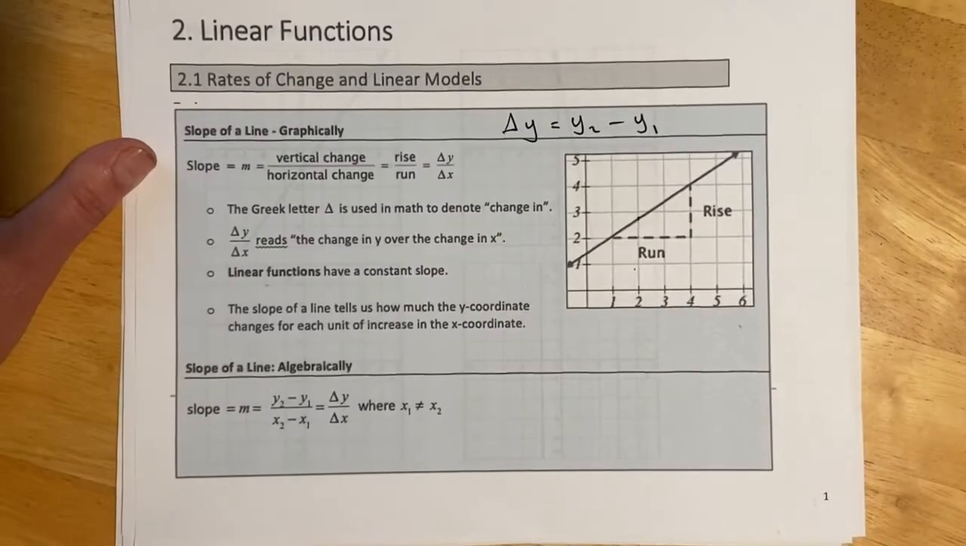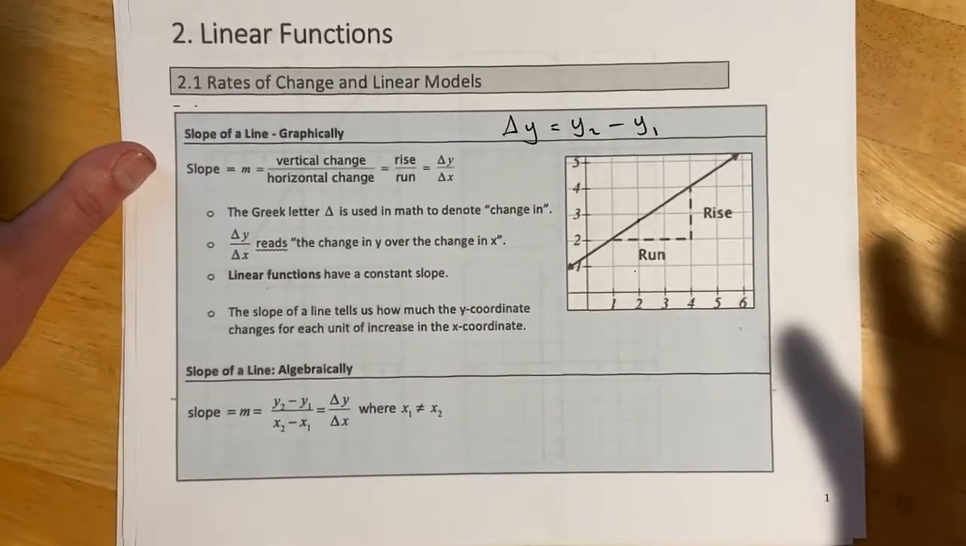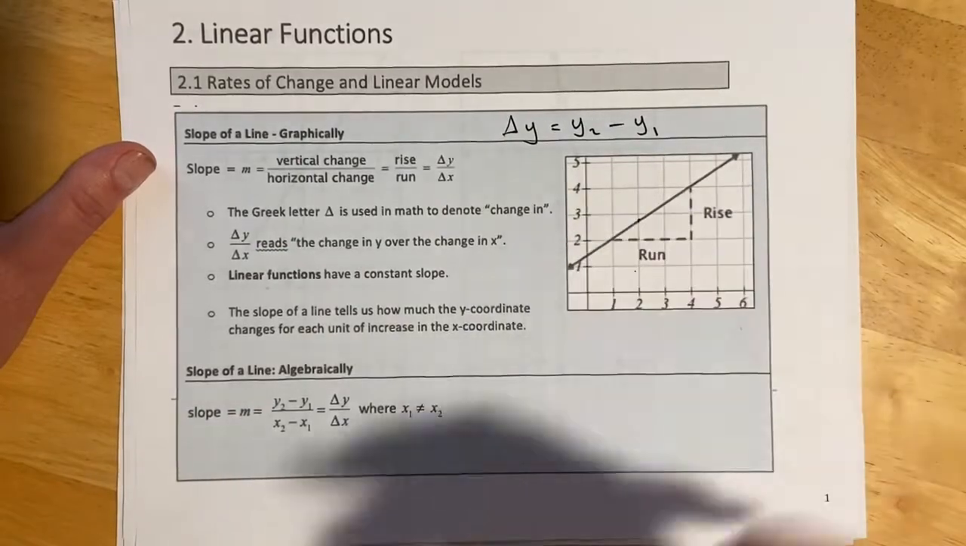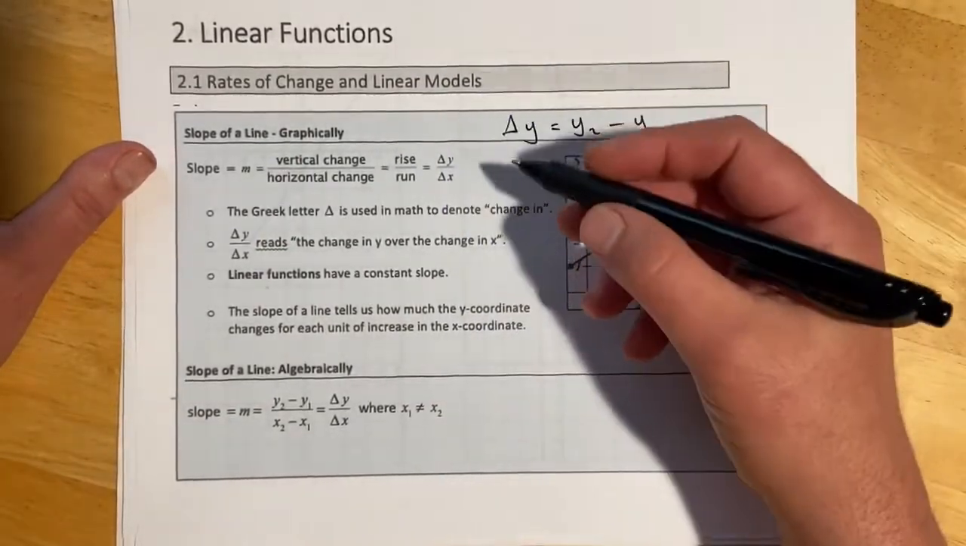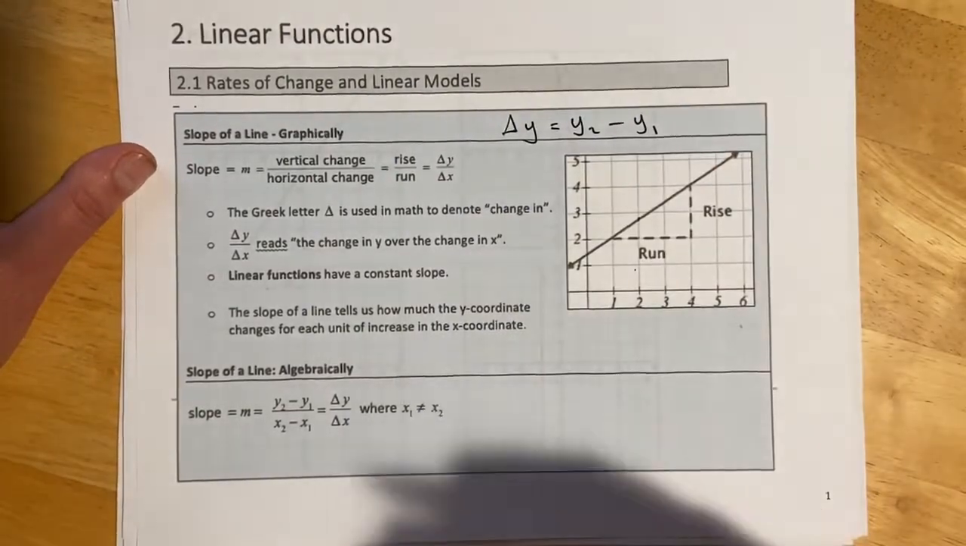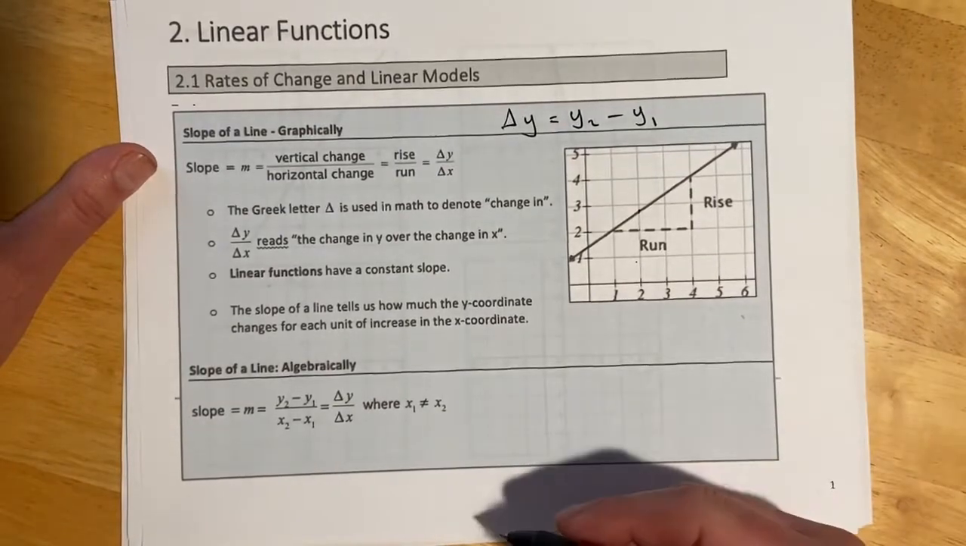Hey all, this is Derek, and this is section 2.1, rates of change and linear models. So this section is about slope. Rates of change is kind of code for slope. Let me go through some of the hopefully elementary algebra stuff that you've seen, and just refresh your memory on some of the notation and what the idea of a slope is.